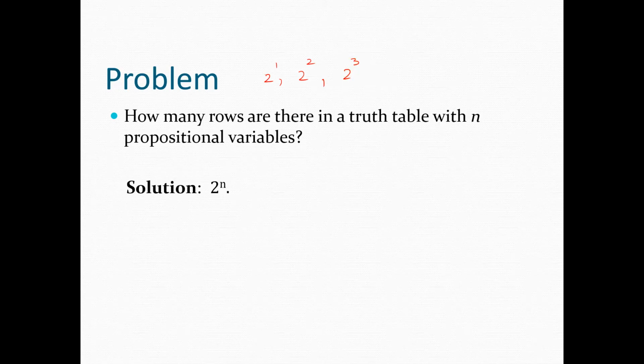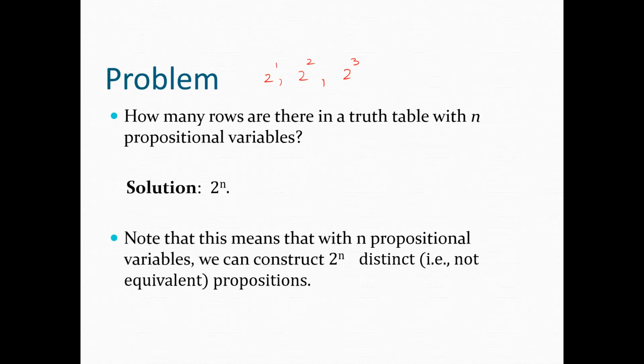So if we have n variables, then we must have 2 to the power n rows to construct the truth table. Note that this means that with n propositional variables, we can construct 2 to the power n distinct propositions.